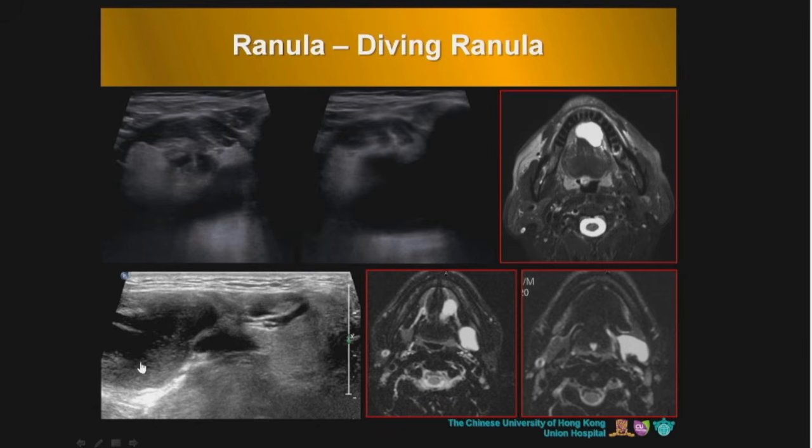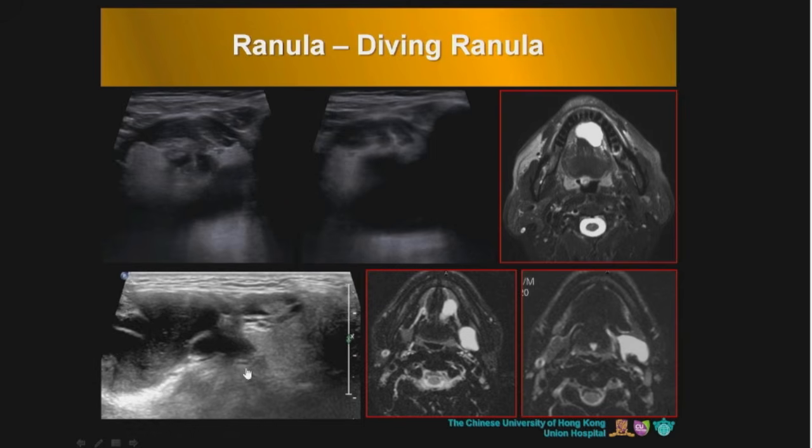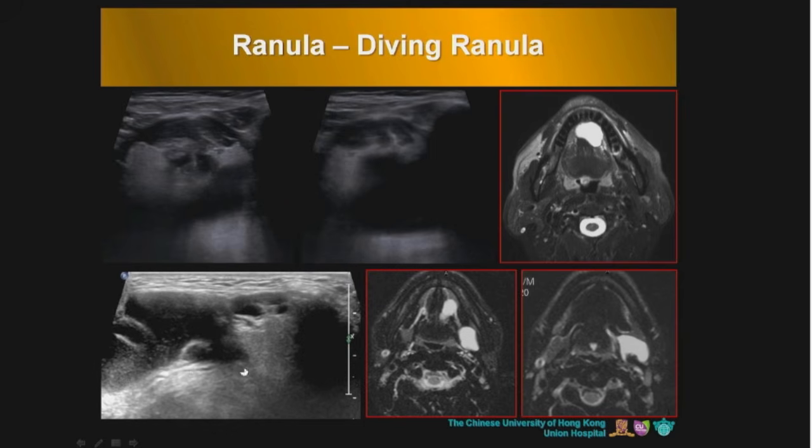Now have a look at this one. This is again a cystic structure with debris inside it. Now I'm just going to run the clip for you. So this will be the sublingual space here. This will be the submandibular space here. I'm going to run this clip for you. See what this cyst does. And have a look. That is the mylohyoid muscle there.